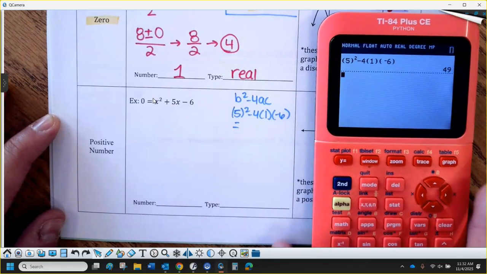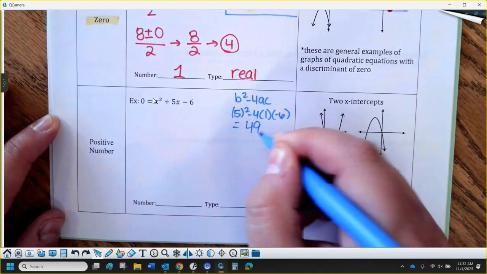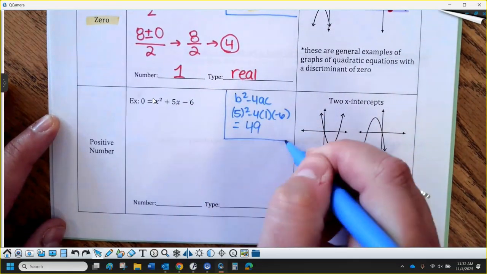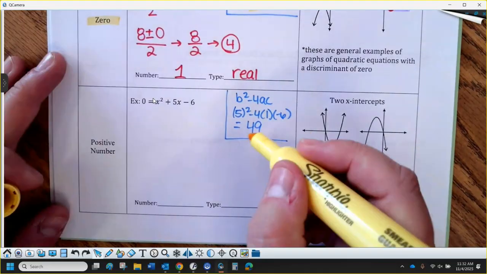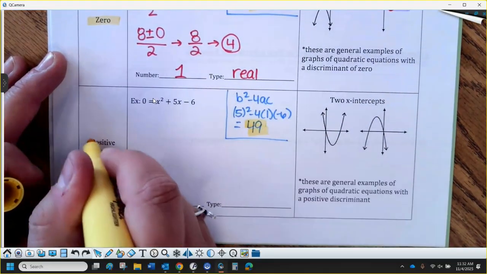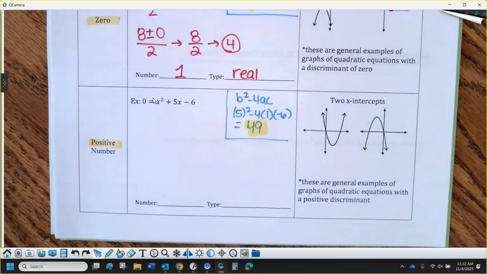Should get 49 when you do that. All right, so there's my discriminant. So that fits my requirement here for the last piece, which is that the discriminant is some positive number, right? 49 is a positive number.